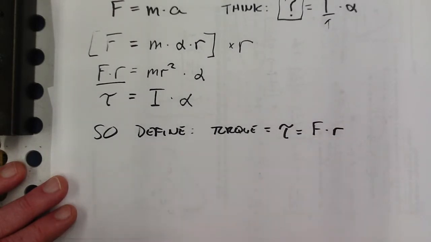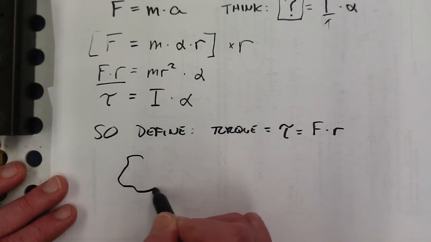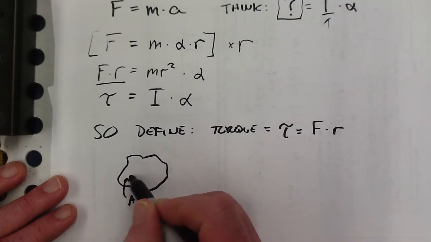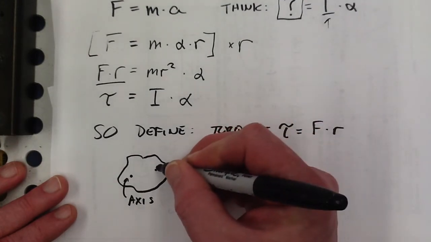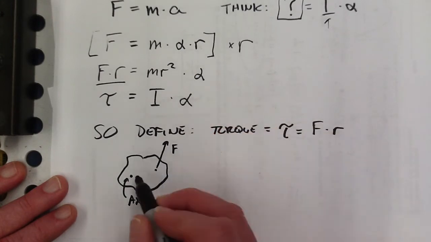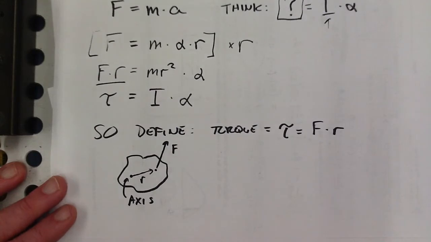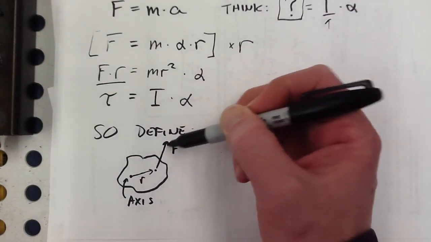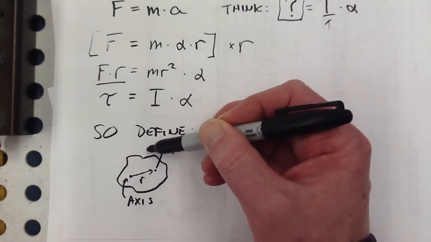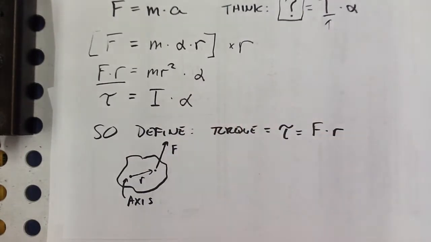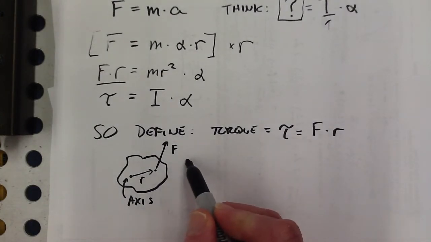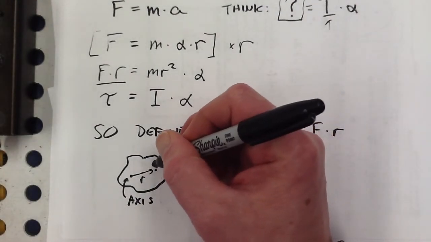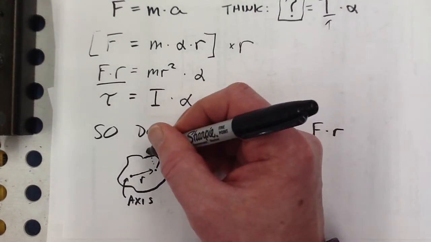Now the thing is, if you think about some object that is free to rotate on some axis, and there's a force being applied to it, let's say here, then it's not all of this force that's causing the rotation. The component of this force that's causing the rotation is really this component right here, the component that's perpendicular to r. If this force was straight out like that, that would cause zero rotation. You'd just be tugging on the axis, basically. So this is the component that's getting it done.